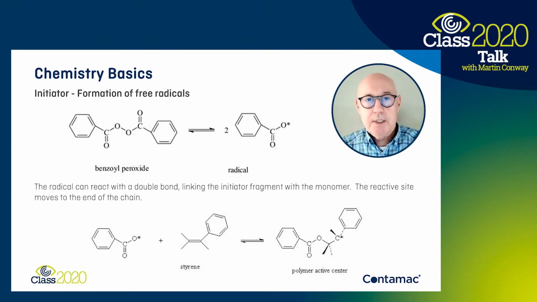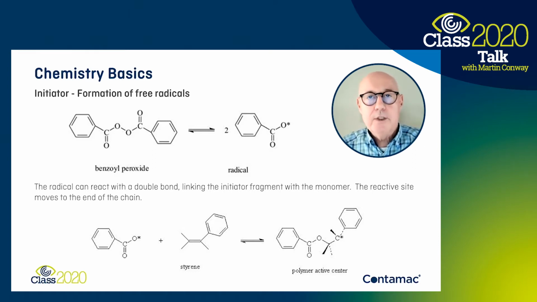We need something to get the whole process going. This is the initiator. It's almost like a molecular hand grenade. It's extremely unstable. These chemicals have to be stored at low temperature because the slightest input of energy, whether that come in the form of heat or ultraviolet, will cause them to break down.